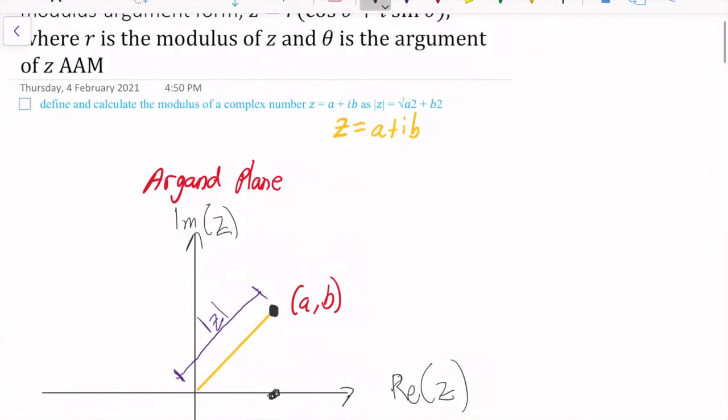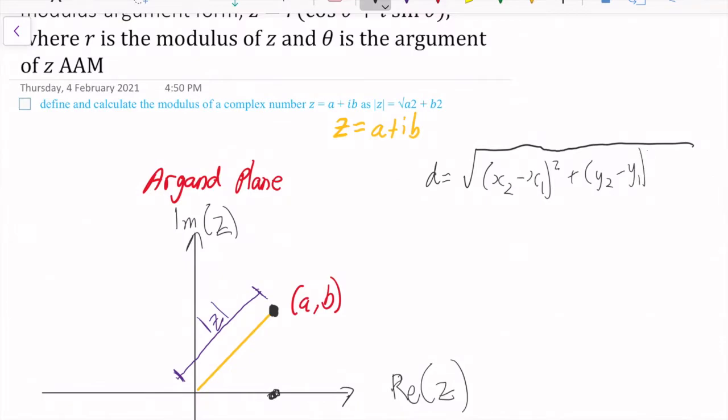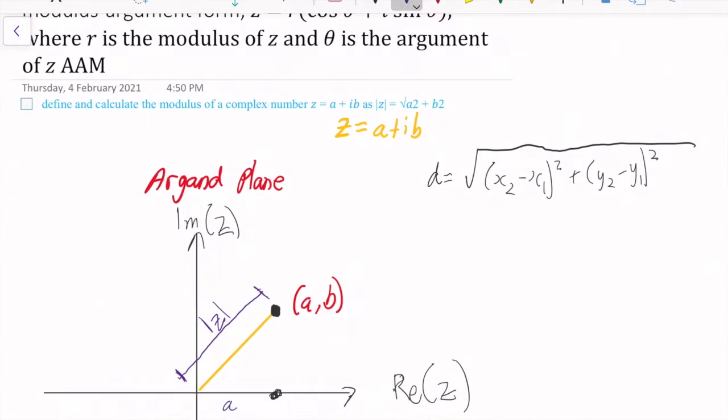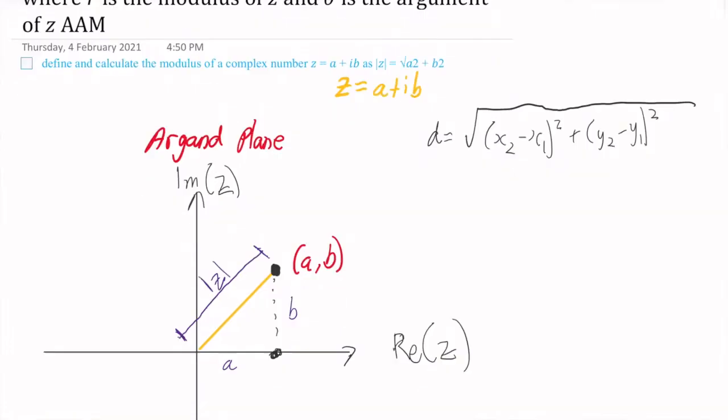To do so, we will need to recall the distance formula. You will remember this from younger years, where we had d equals the square root of (x2 minus x1) squared plus (y2 minus y1) squared. Since the modulus is the distance of a complex number from the origin, we will use this formula to calculate it. You will recognize that if we drew a line across the x-axis to the x-coordinate and labeled it with a distance of a, and then we drew another line to the y-coordinate and labeled it with a distance of b, we produce a right-angled triangle. The hypotenuse of this triangle is the distance or the modulus of the complex number. This was how we derived the distance formula.